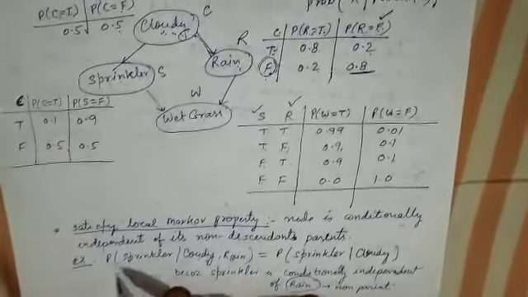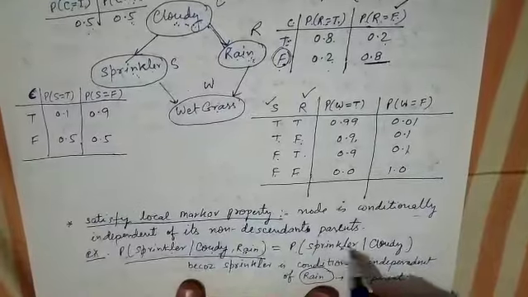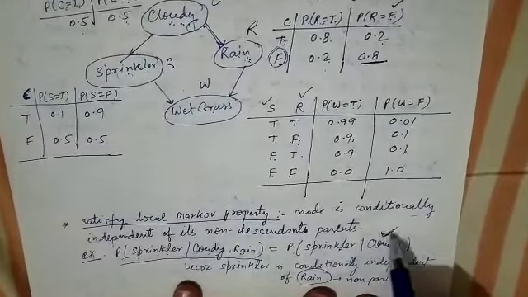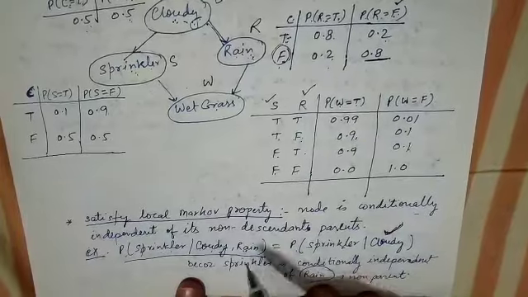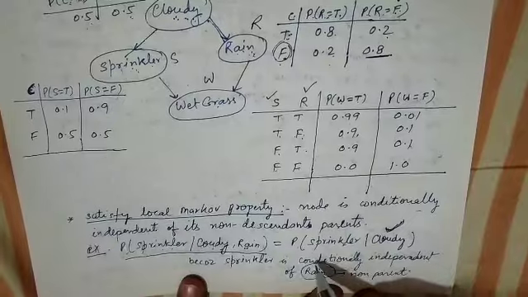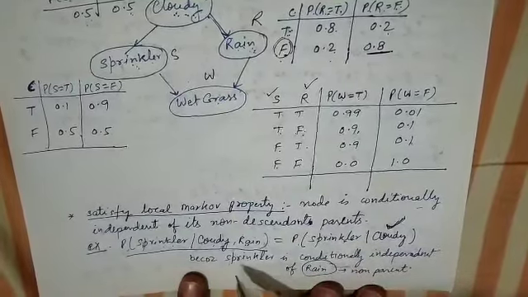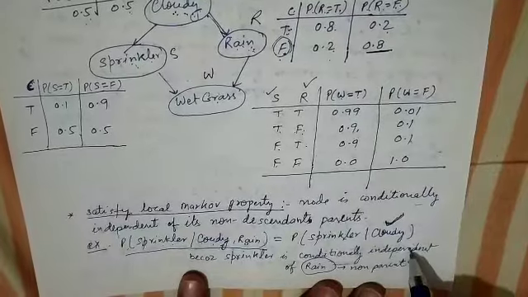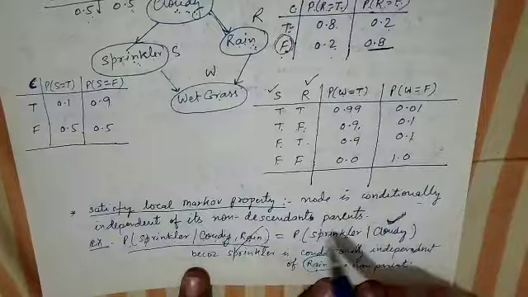So in that case the probability of this will be equivalent to how much? The probability of sprinkler given only cloudy. In this conditional probability only cloudy will be used. Rain will be ignored because rain is not an immediate parent. Because sprinkler is conditionally independent of rain, we exclude rain here, and this probability will be equivalent to this one. Basically this is the local Markov property.